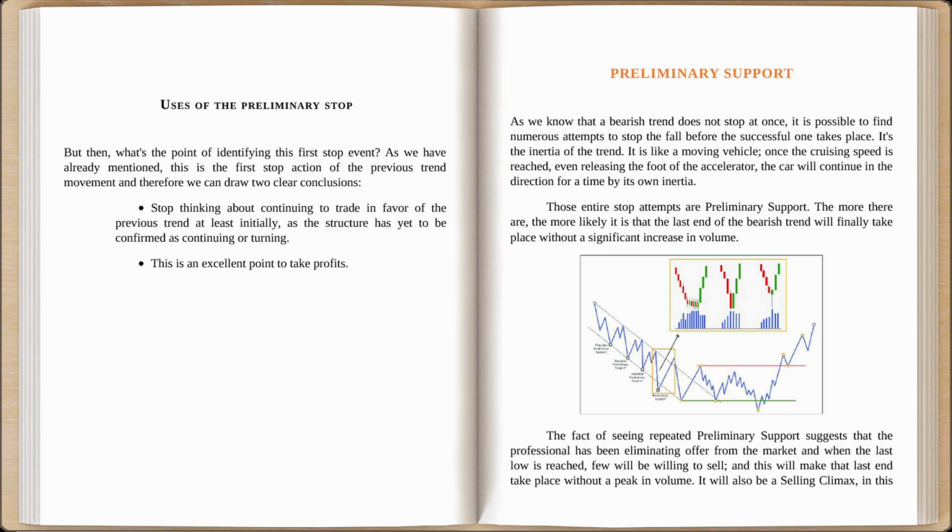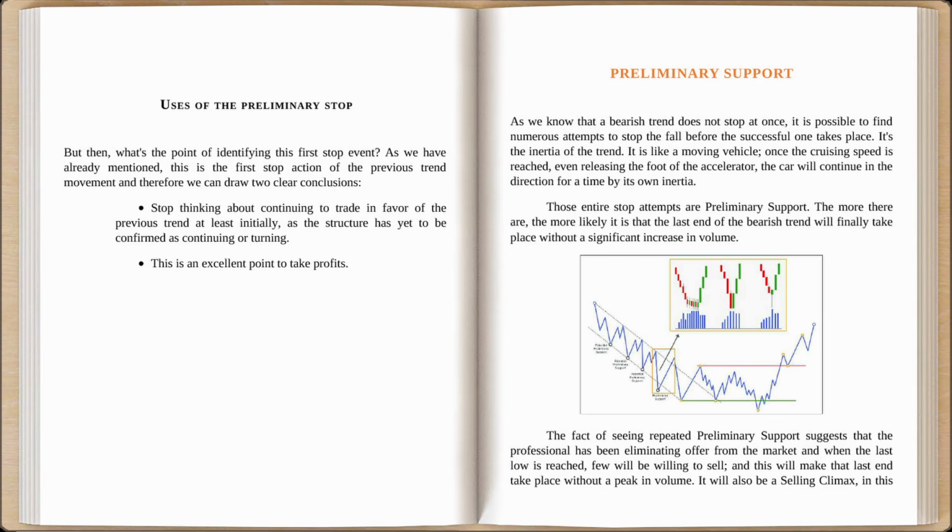Preliminary support. As we know that a bearish trend does not stop at once, it is possible to find numerous attempts to stop the fall before the successful one takes place. It's the inertia of the trend. It is like a moving vehicle. Once the cruising speed is reached, even releasing the foot of the accelerator, the car will continue in the direction for a time by its own inertia. Those entire stop attempts are preliminary support.